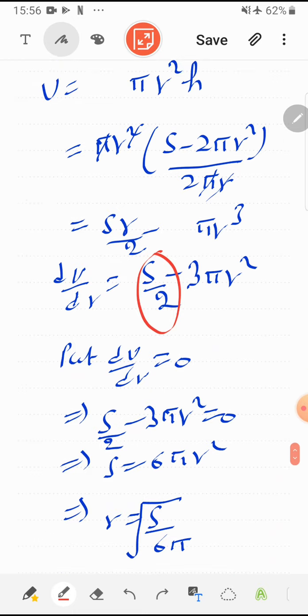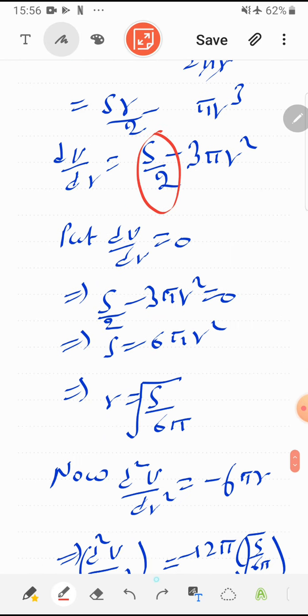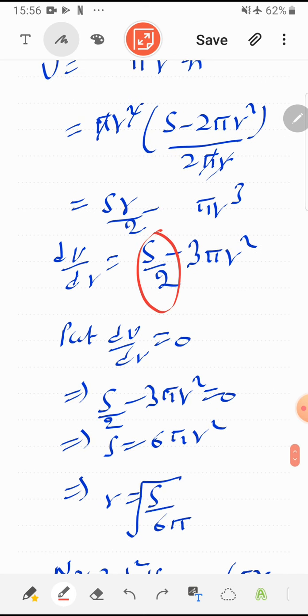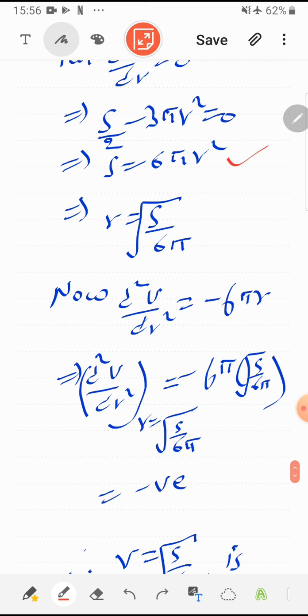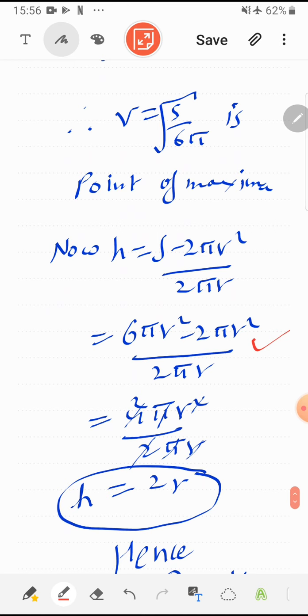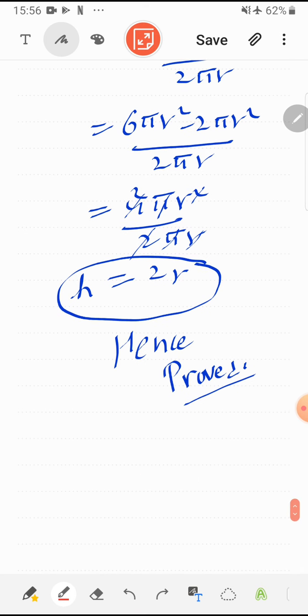Now to prove the later part, that height is equal to diameter, so let us pick the equation where we have represented h. So this is the equation. So I am putting here s as 6 pi r square from this equation. So I am putting here 6 pi r square minus 2 pi r square upon 2 pi r, which is, after simplification we are getting h is equal to 2r. So hence height is equal to diameter of the base.